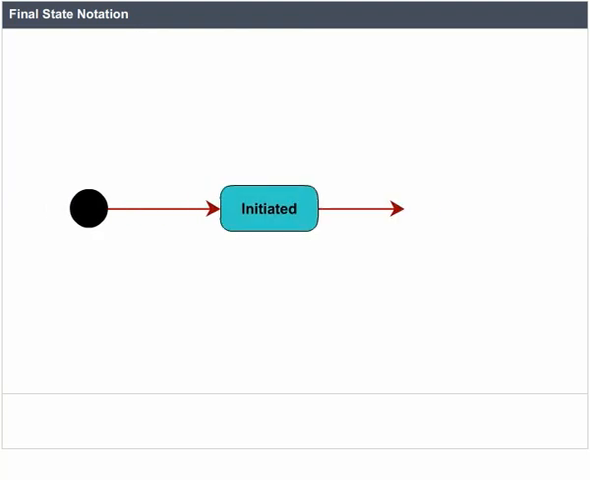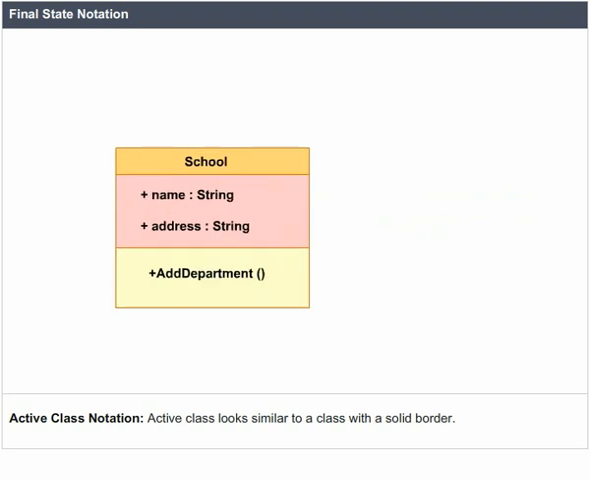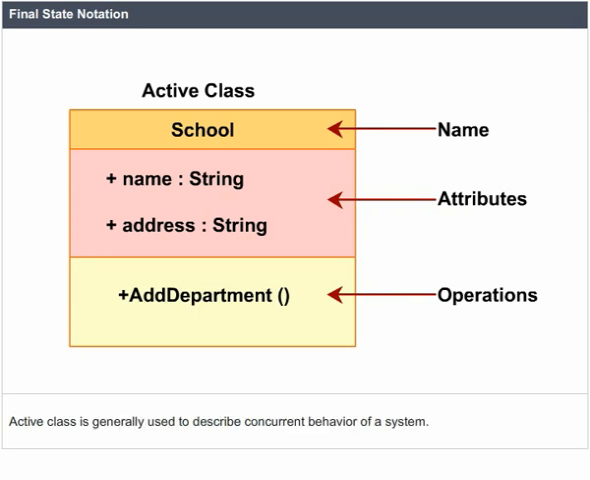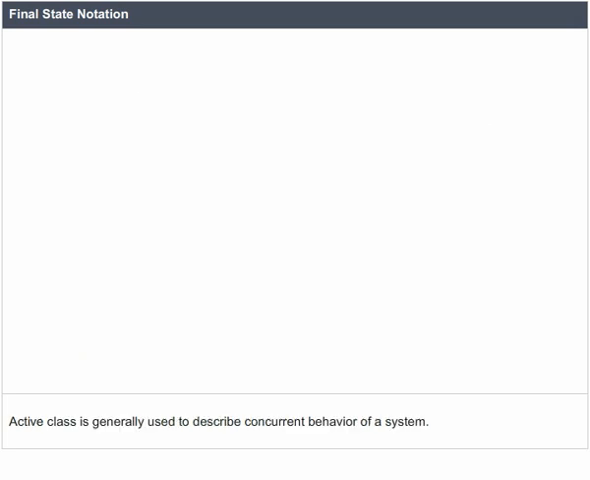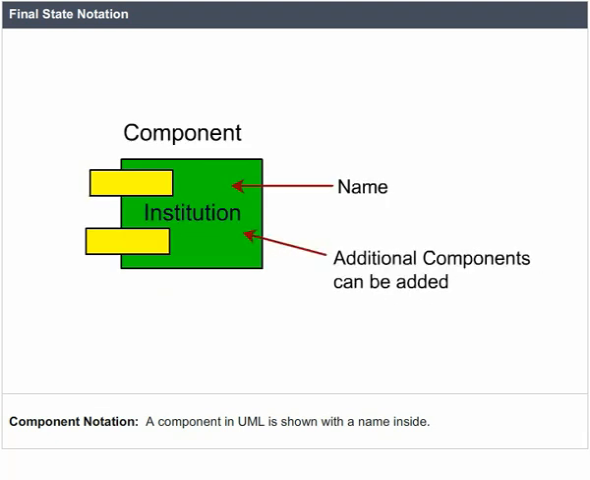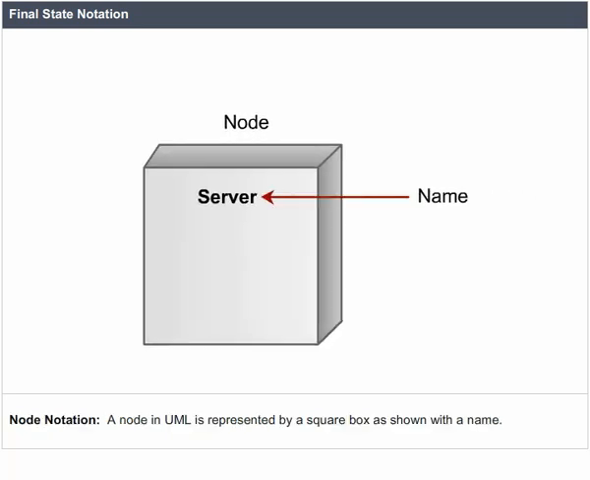Final state notation. Final state is used to show the end or termination of a process. This notation is also used in almost all diagrams. Active class notation. Active class looks similar to a class with a solid border. Active class is generally used to describe concurrent behavior of a system. Component notation. A component in UML is shown with a name inside. Node notation. A node in UML is represented by a square box as shown with a name. A node represents a physical component of the system.